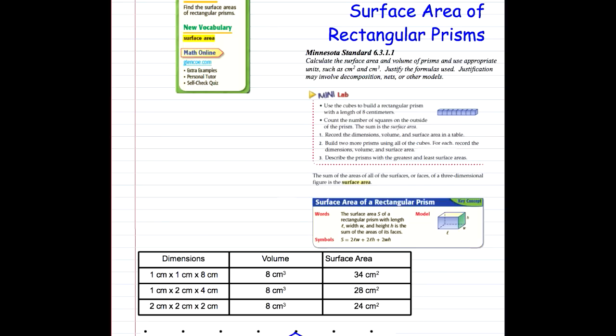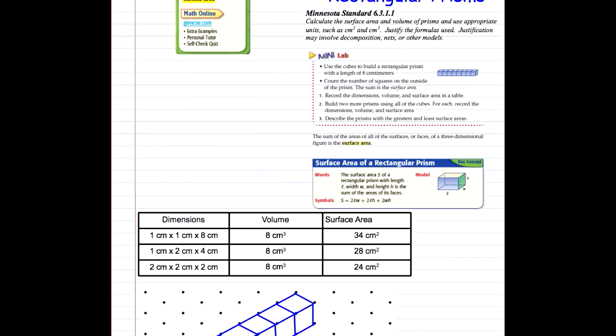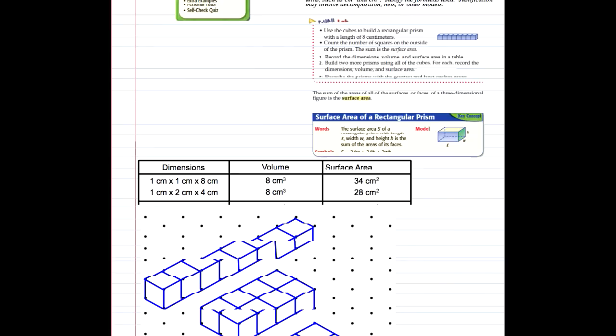For each, record the dimensions, volume, and surface area. Well, I can take my 8 cubes, and as you can see from my table here, I can build a 1 by 2 by 4 rectangular prism. And again, because it's length times width times height, my volume is 8 cubic centimeters. In this case, though, my surface area is only 28 square centimeters.